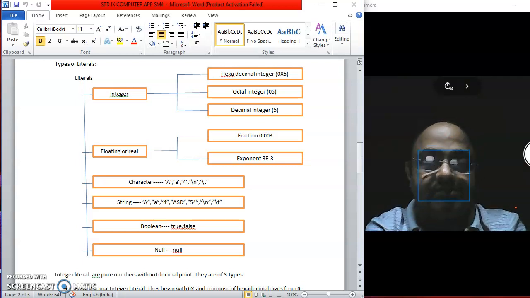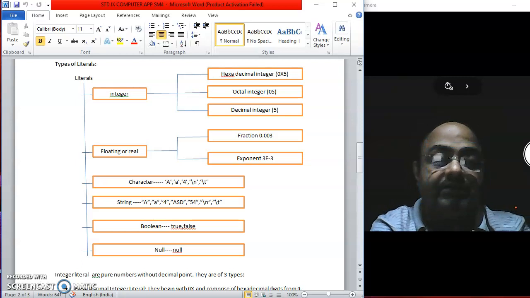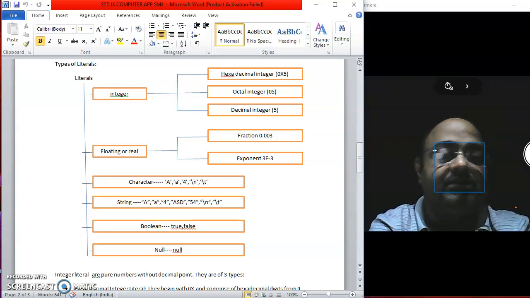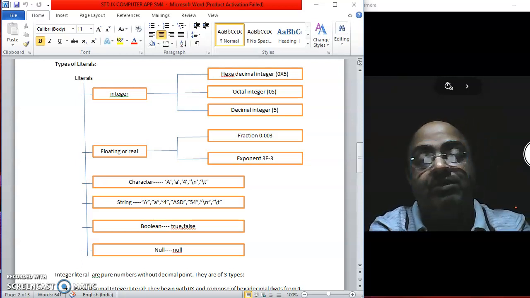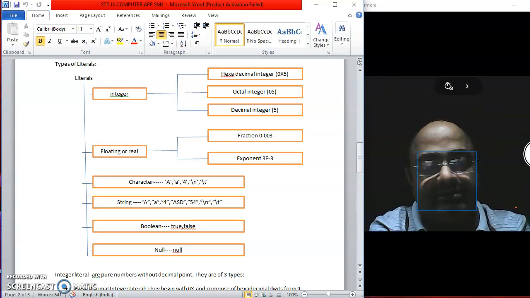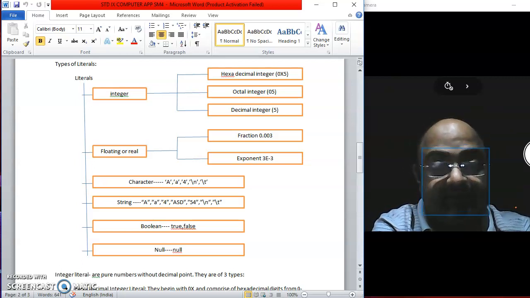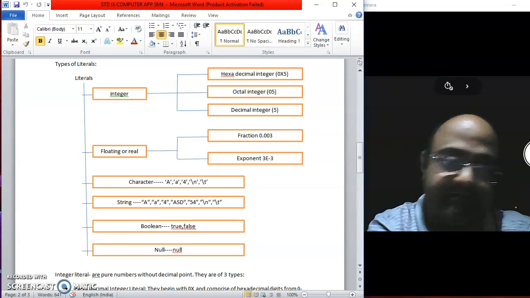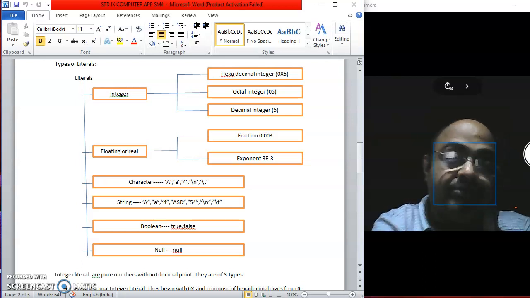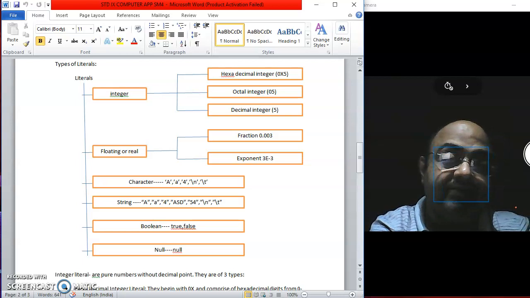Now what is string literals? String literals are one or more characters enclosed within double quotes. So that means every character literal is a string literal, but every string literal is not a character literal. So you can see there in the example, capital A, I have placed within double quotes. Small a, I have placed within double quotes.